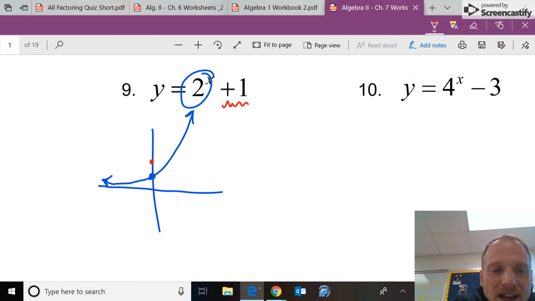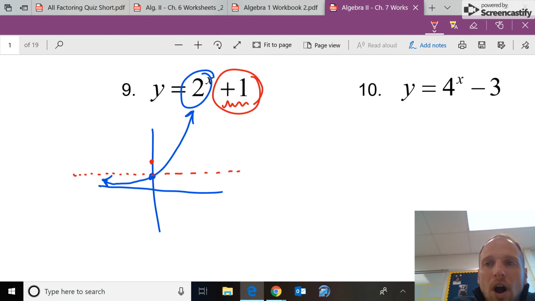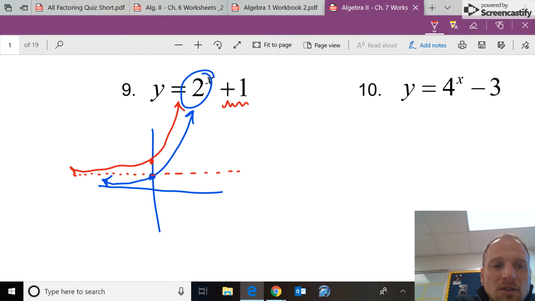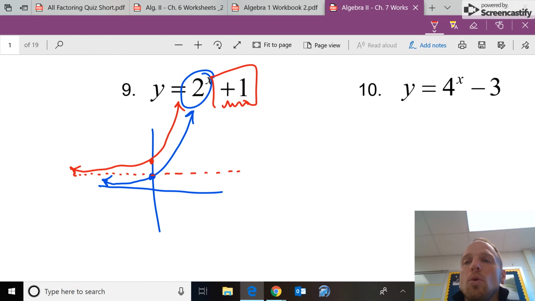Now, instead of the asymptote being at 0 like it was before, now the asymptote has moved up 1, and the asymptote is going to be at 1. So our graph is going to look like this. Okay, and it got a little rough, but you can see. So blue was our parent graph, our parent function, and red was the translated one where we translated up 1.